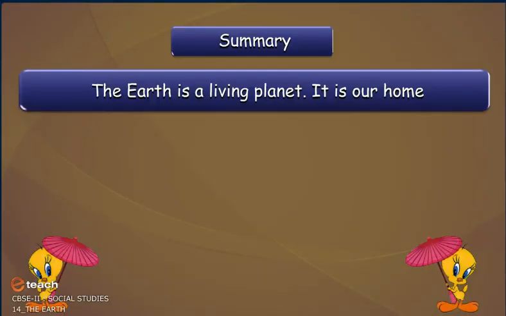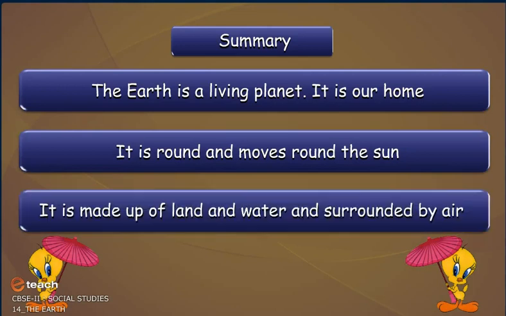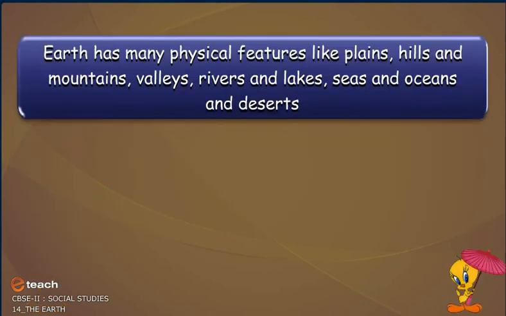Summary. The Earth is a living planet. It is our home. It is round and moves around the sun. It is made up of land and water and surrounded by air. Earth has many physical features like plains, hills and mountains, valleys, rivers and lakes, seas and oceans, and deserts.